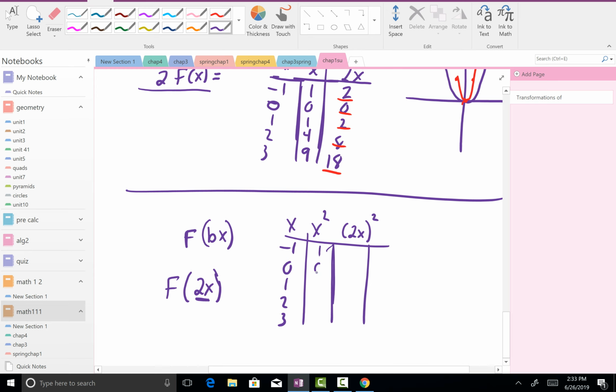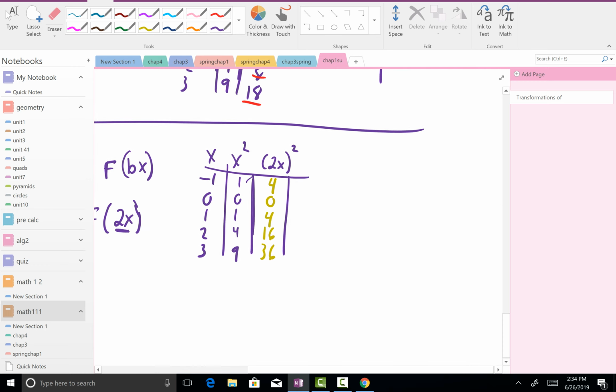So obviously this doesn't change, but when I do this, I get -1 times 2 is -2, squared is 4. 0 just gives me 0. 1 times 2 is 2, squared is 4. 2 times 2 is 4, 4 squared is 16. 3 times 2 is 6, so that squared is 36. So this is our b value.